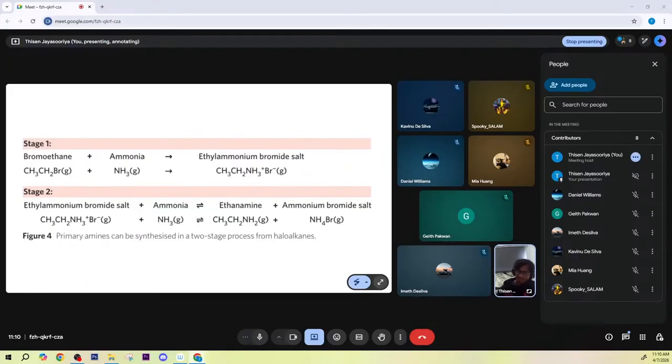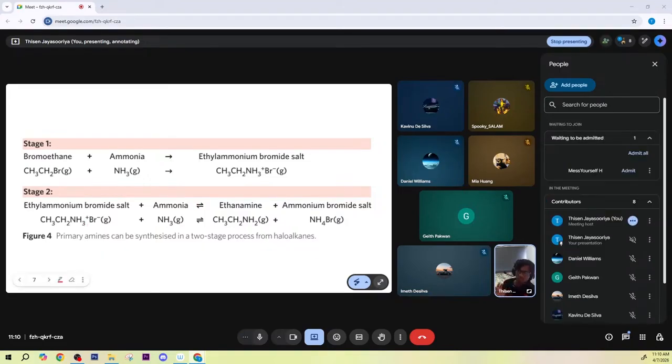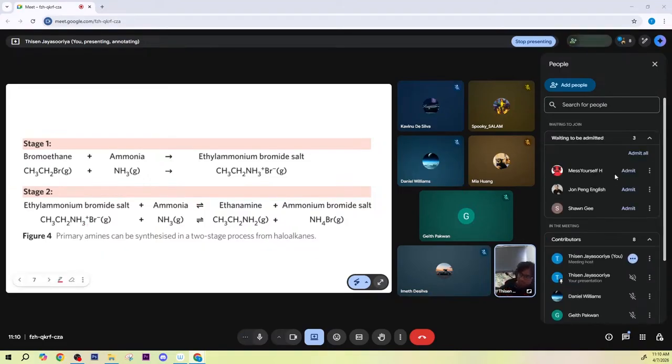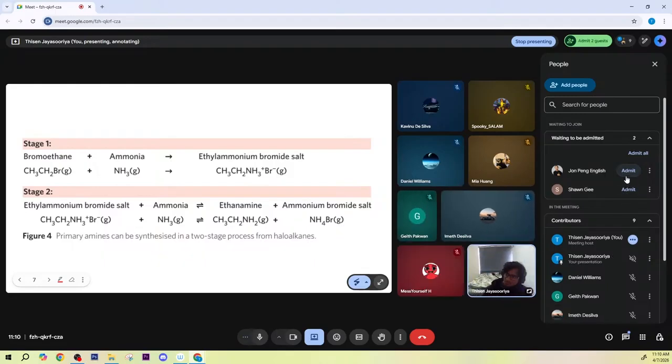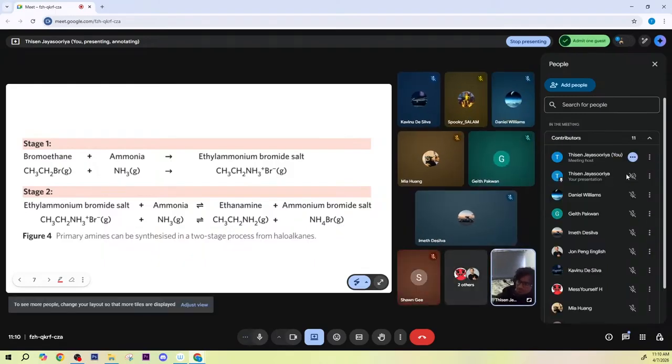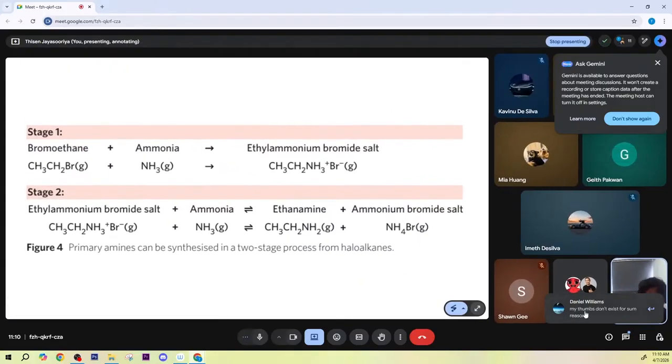So this one's also new, and this is a two-step reaction. Essentially, we have two separate reactions which go, okay, we have more people joining. Hello there. I'm just going to keep going on. If you've missed anything, it's all in the recording.